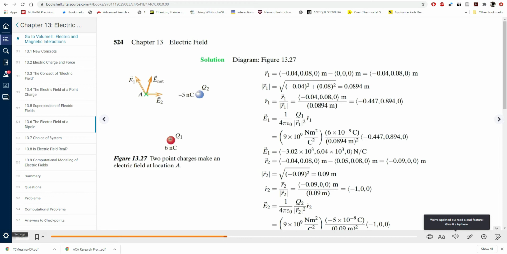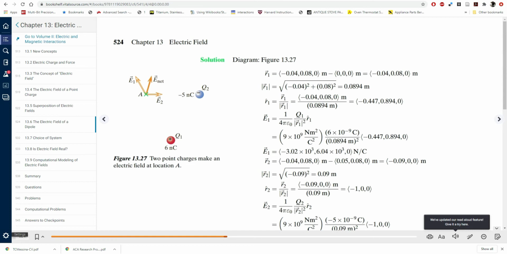Q1 of 6 nanocoulomb is sort of below and to the left of Q2, which is minus 5 nanocoulomb. And they demonstrate what the electric fields look like. The electric field from the positive charge points away from the positive charge at this position A, so it's pointed up and to the left.